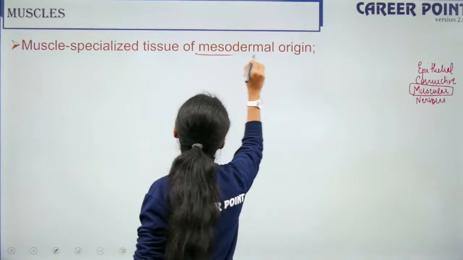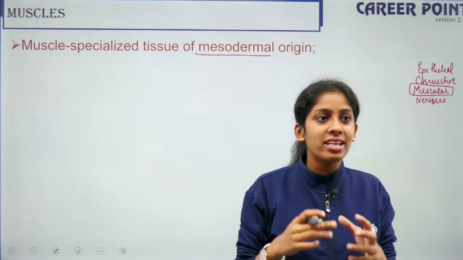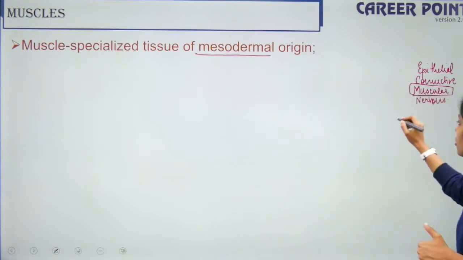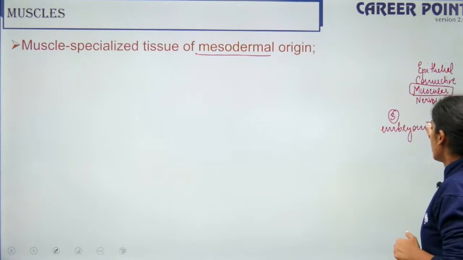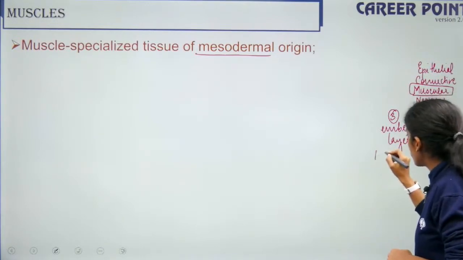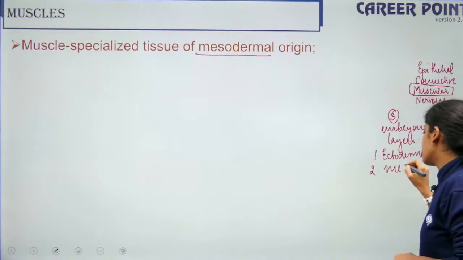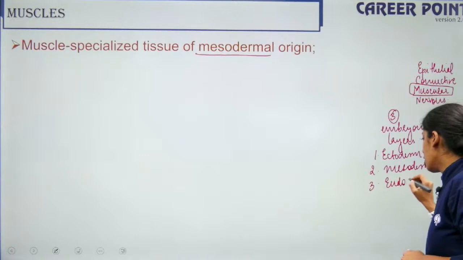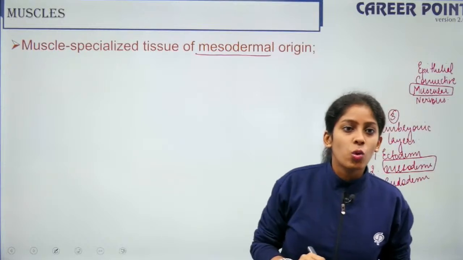So what is this mesodermal origin? When the embryo gets implanted in the human female, it enters a gastrula stage. So what is that gastrula stage? It gives rise to 3 embryonic germ layers. Fine. So the first one is ectoderm. The second one is mesoderm. And the third one is endoderm. So your muscular tissue arises from the mesodermal region. So that is what is mentioned here.